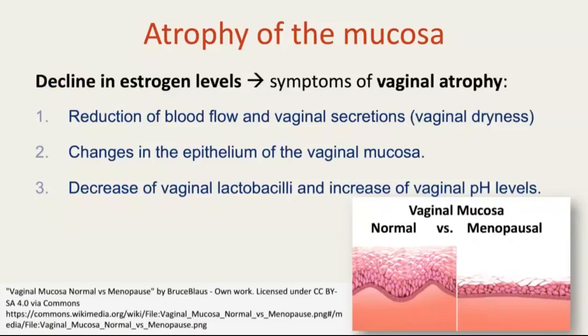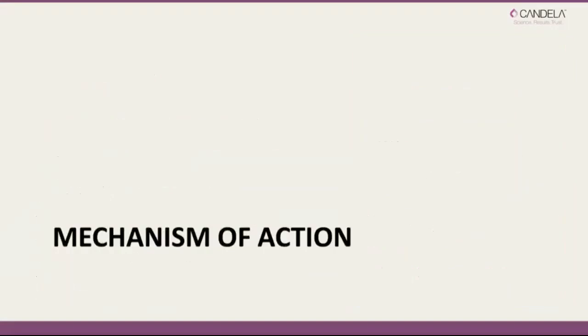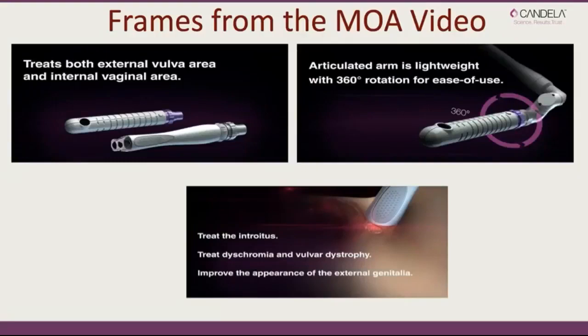We get atrophy of the mucosa and vaginal dryness, vaginal discomfort, and the whole pH and the microbiome of the vagina changes as a result. And these are all the symptoms we can get which really impact quality of life. It's something women have not spoken about for a long time, but what I find is once we open that conversation with patients, there are very many of them suffering from this and did not even know there was something that could be done.